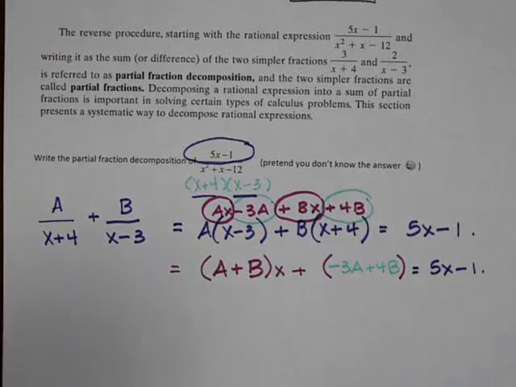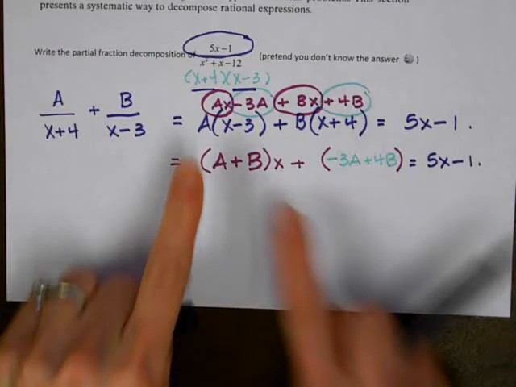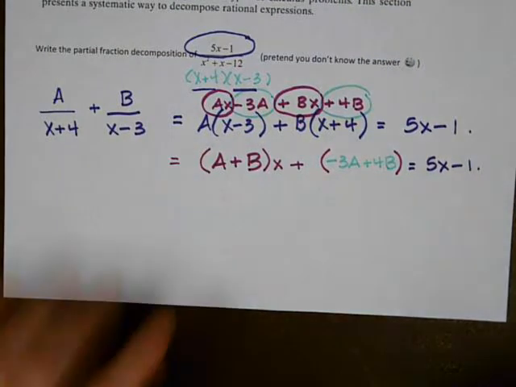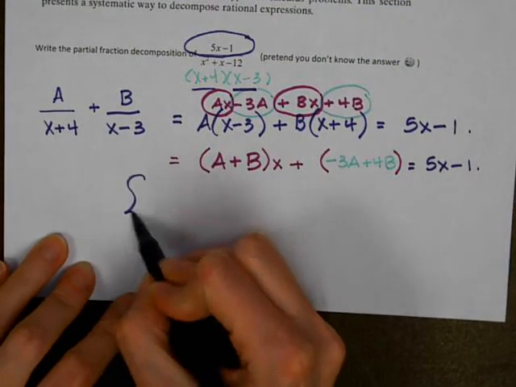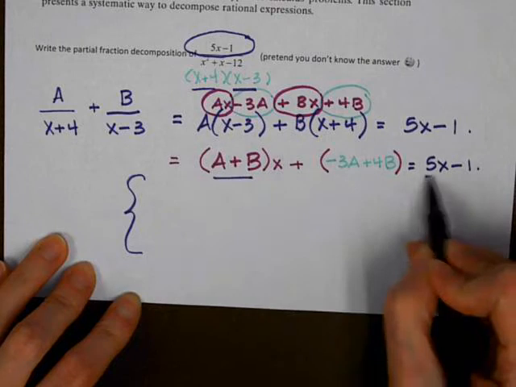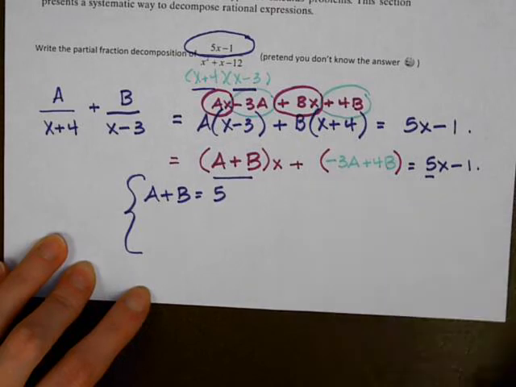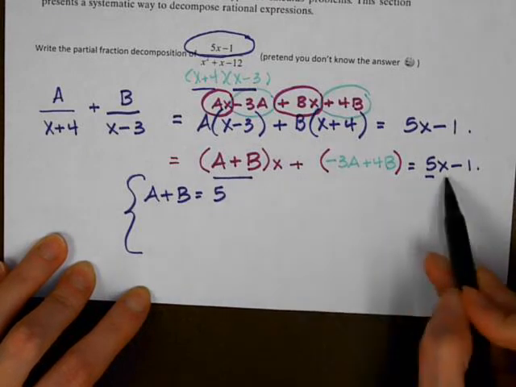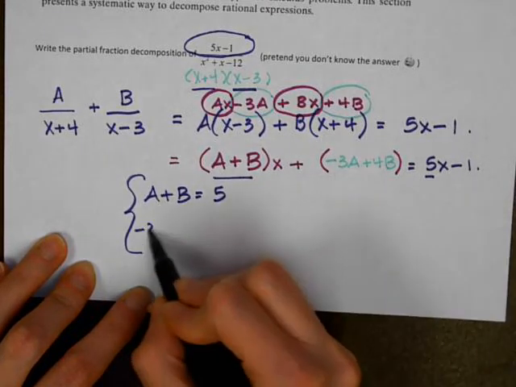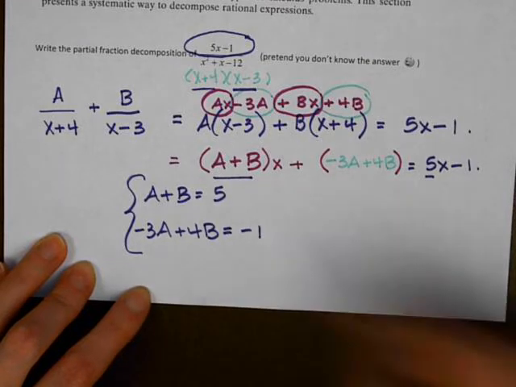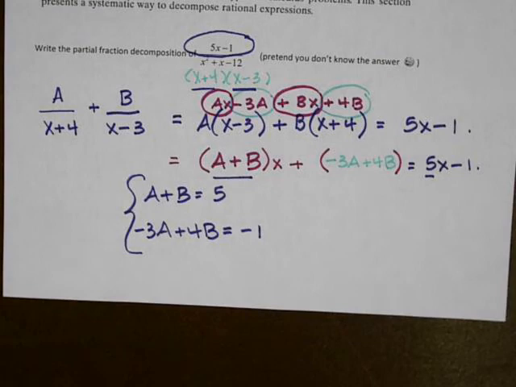And now, look at this. Something x plus something x plus something. So it looks like if we make a system here, the a plus b must be equal to 5, because that's the x term, and the negative 3a plus 4b must be equal to negative 1, because that's the constant term. And now you're just going to solve the system for a and b.